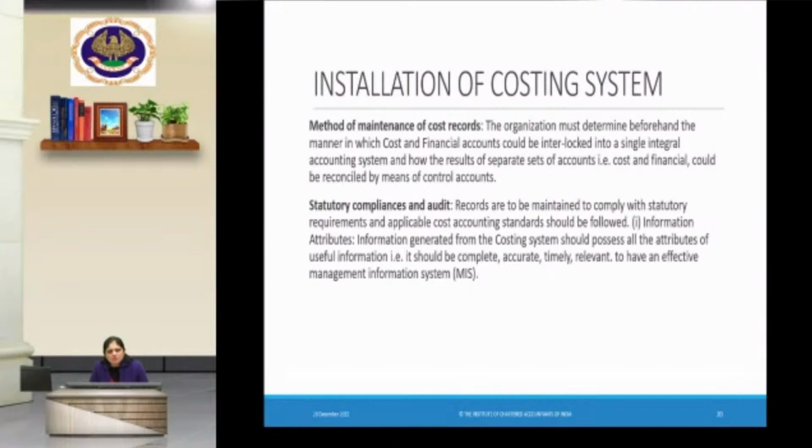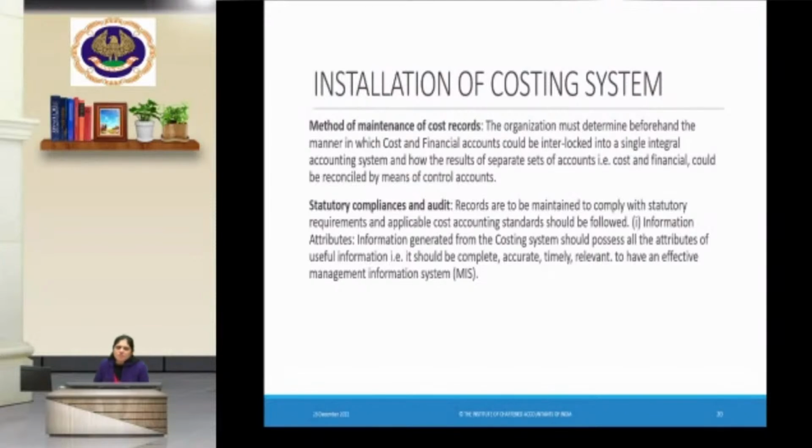Statutory compliance is an audit. So what all reports the statutory auditors or the government wants, accordingly, those reports should be generated from our system. So records are to be maintained to comply with statutory requirements, and applicable cost accounting standards should be followed.